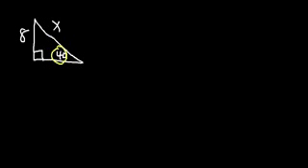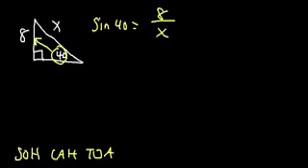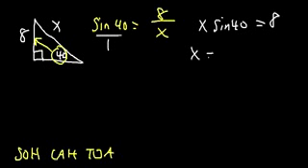So you have to pick the right trig function. The 8 is opposite to the 40 degrees, and x is the hypotenuse. So using SOHCAHTOA, which works for right triangles, you have to use sine, because sine is opposite over hypotenuse. Sine 40 is equal to the opposite side, 8, over x. And then you can cross multiply. So you have x sine 40 is equal to 8. So x is 8 over sine 40.